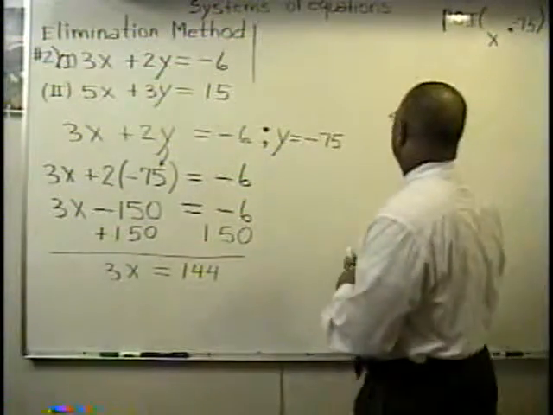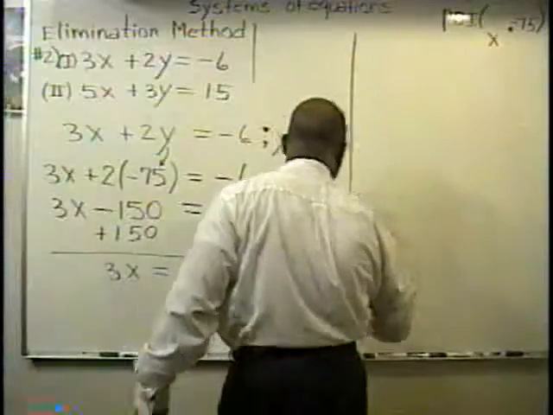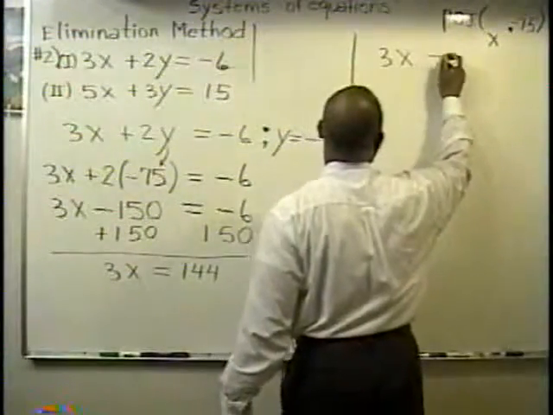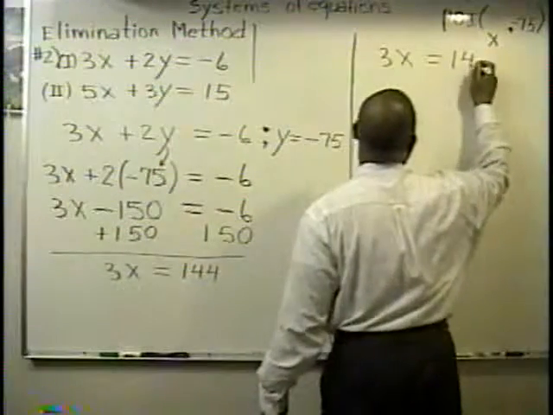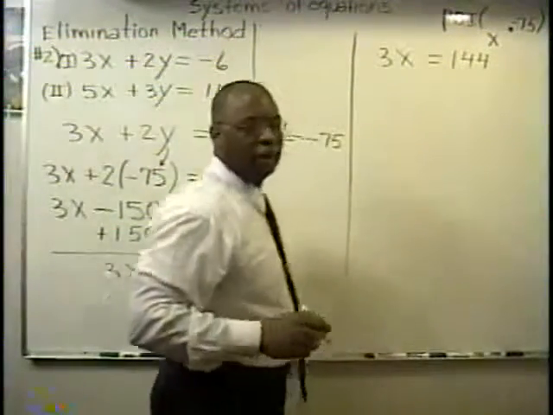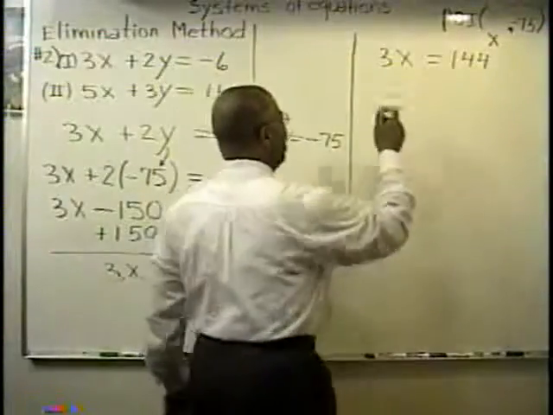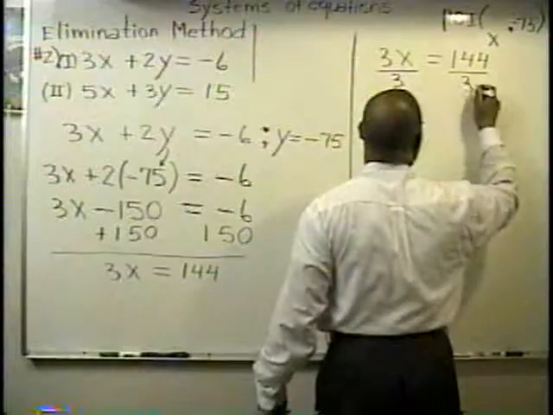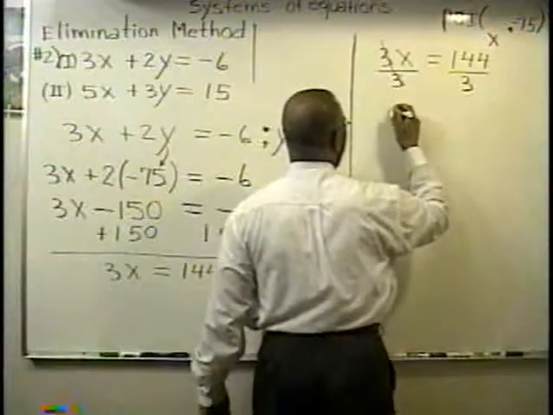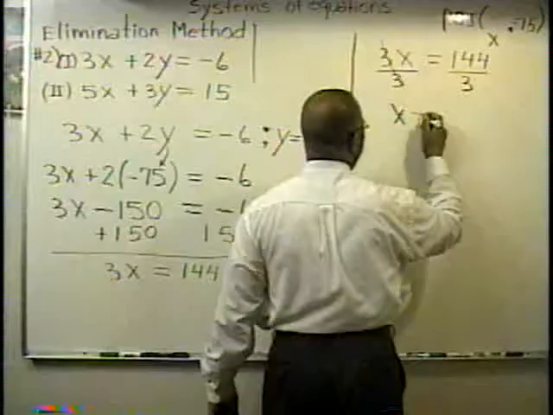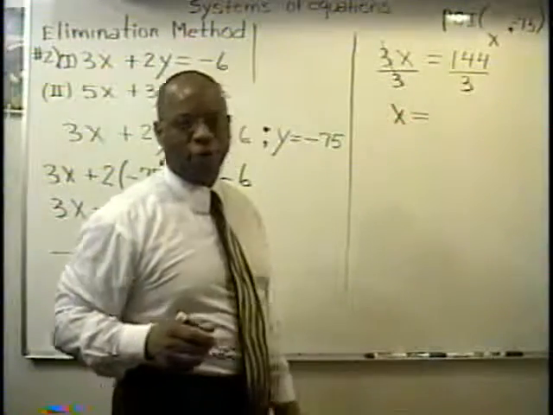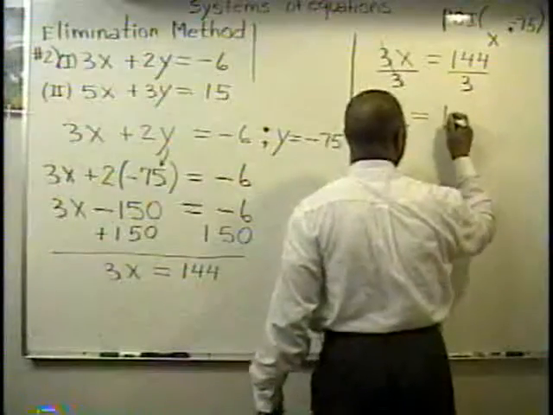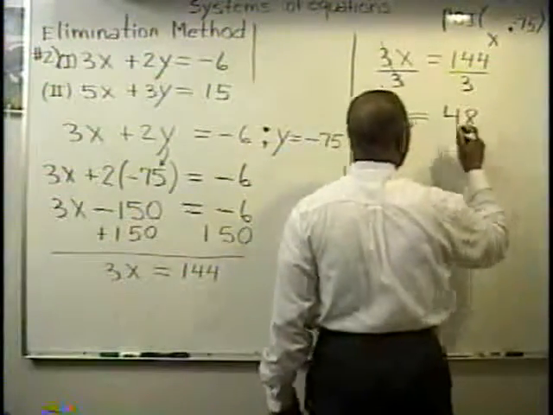Let's go ahead and show that. So let's utilize this space right here. So now I'm going to go 3x equals 144. Now they're multiplying, you do the opposite. I divide both sides by 3. 3 divided by 3 is 1. I have x equals. And now I get 144 divided by 3 is 48. Yes, it is. So x is equal to 48.